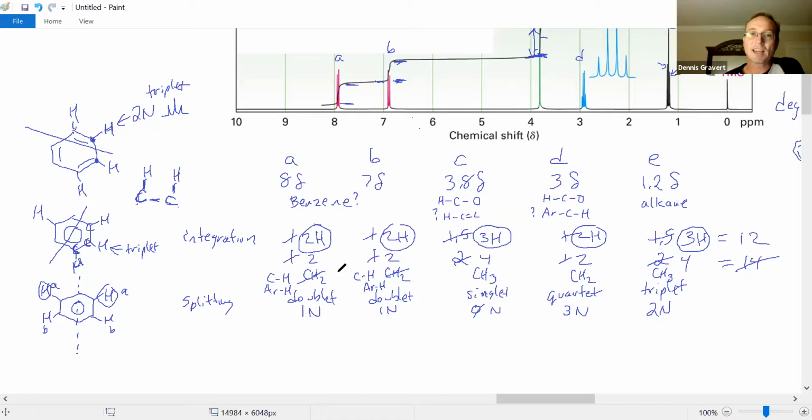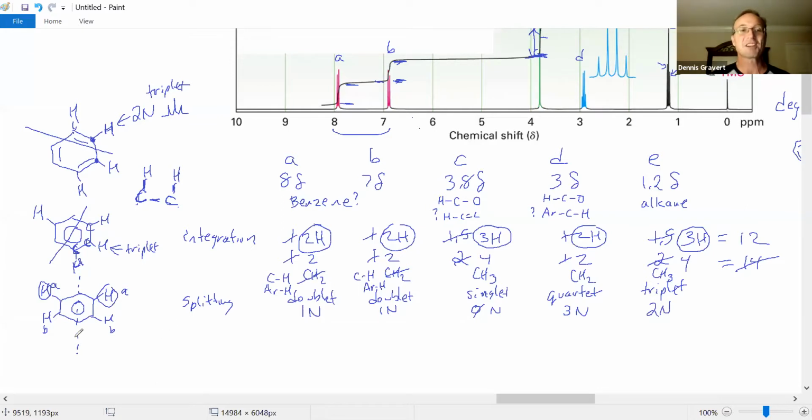And there you go. That explained the splitting pattern. I know it didn't quite crisscross. I think they had exceptions. But hopefully this makes sense to you. Which is actually pretty cool. A doublet of doublets, downfield around 8 or 7, shows this, tells you it's this arrangement of hydrogens on benzene.